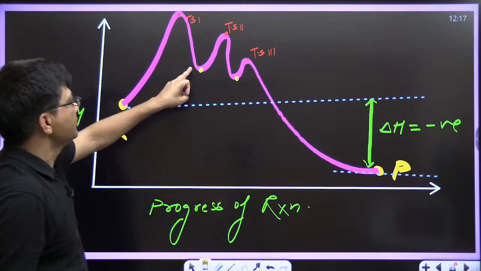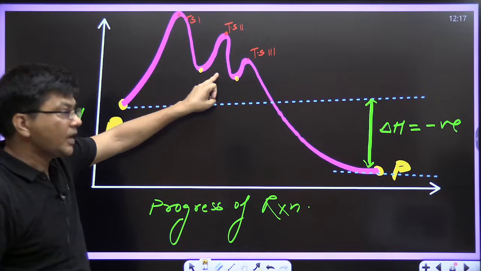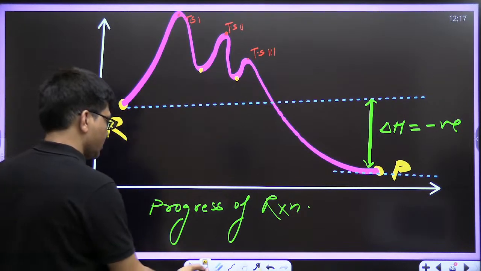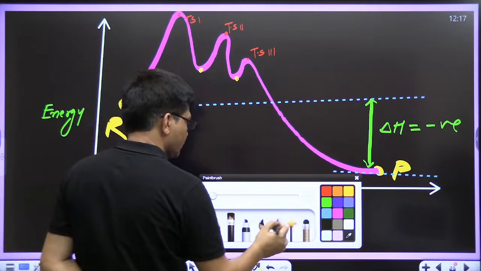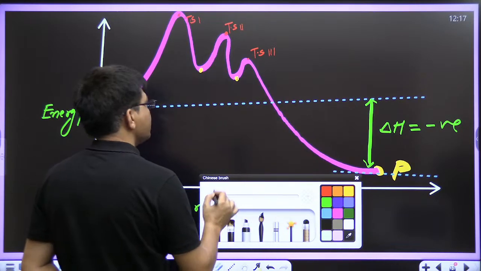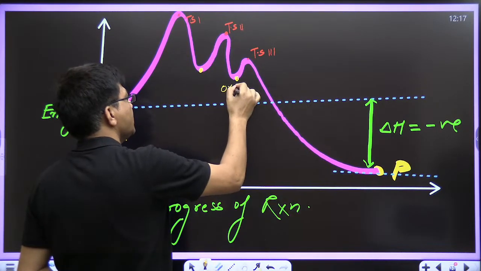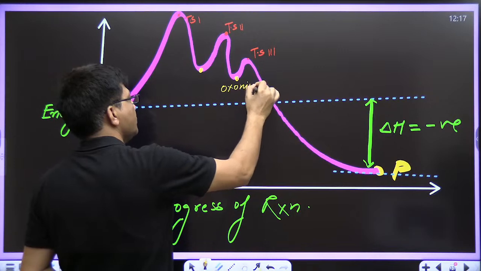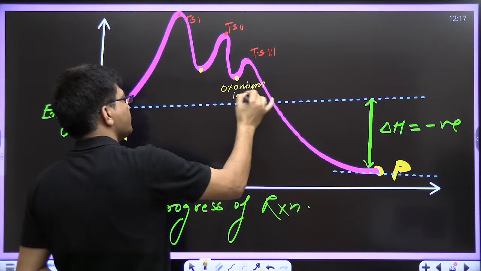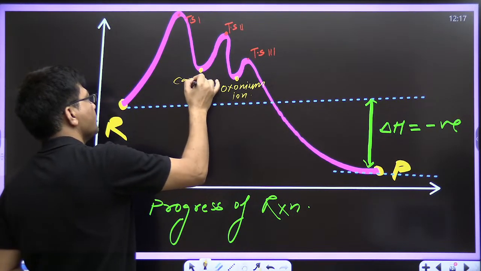You can see this is a carbocation intermediate and this is an oxonium ion intermediate. And you know very well, I've told you in the starting only which intermediate is more stable. Oxonium ion intermediate is more stable as compared to carbocation.